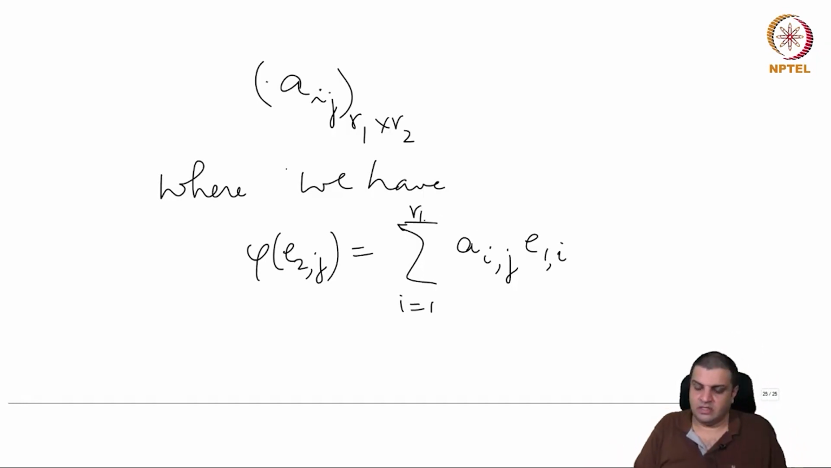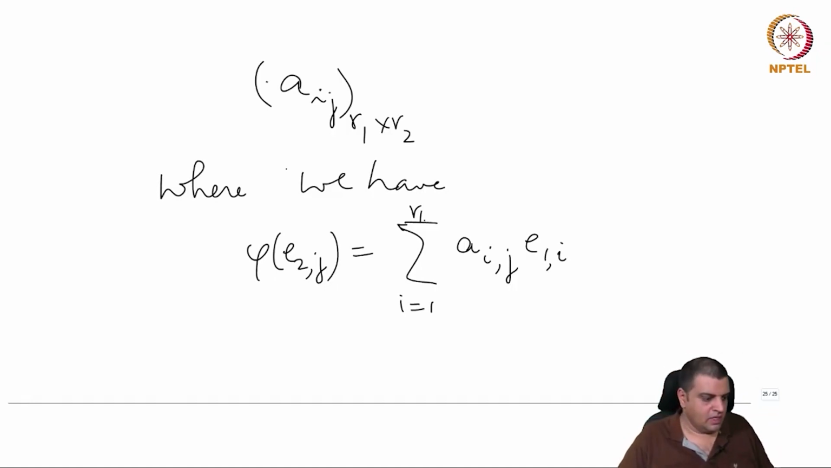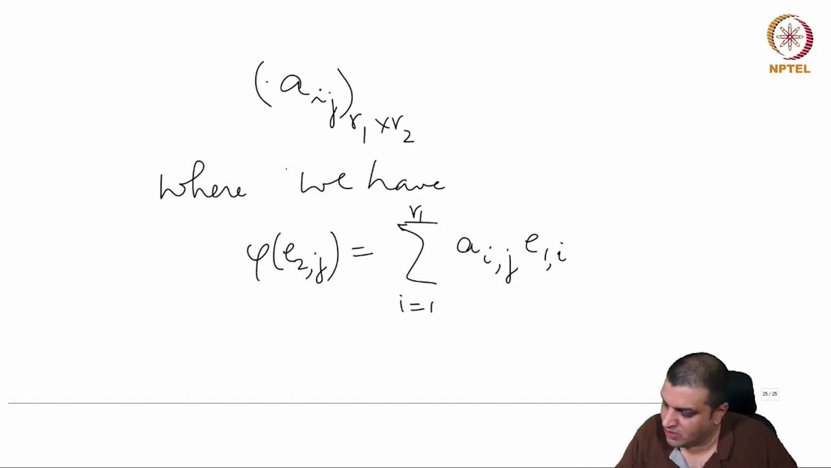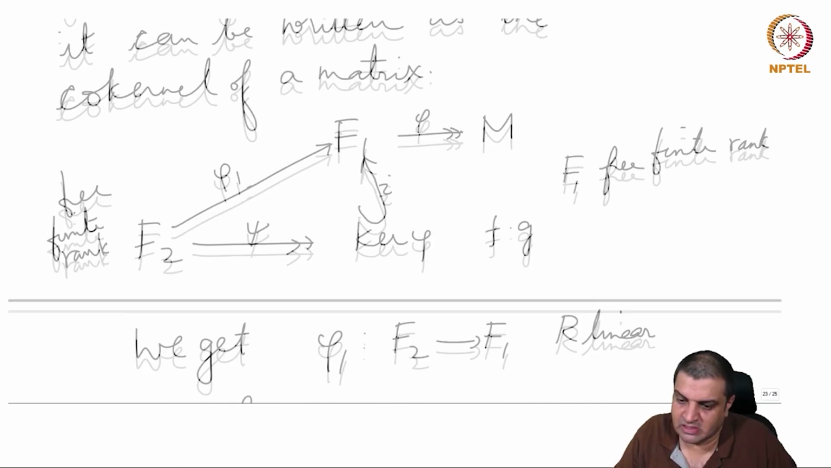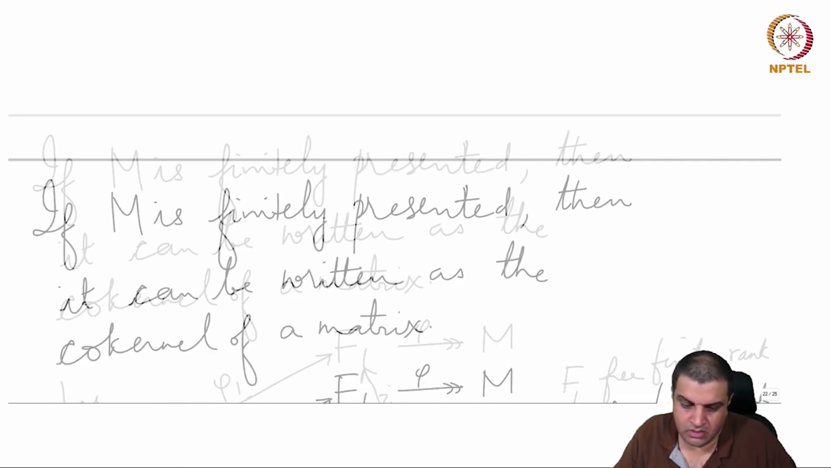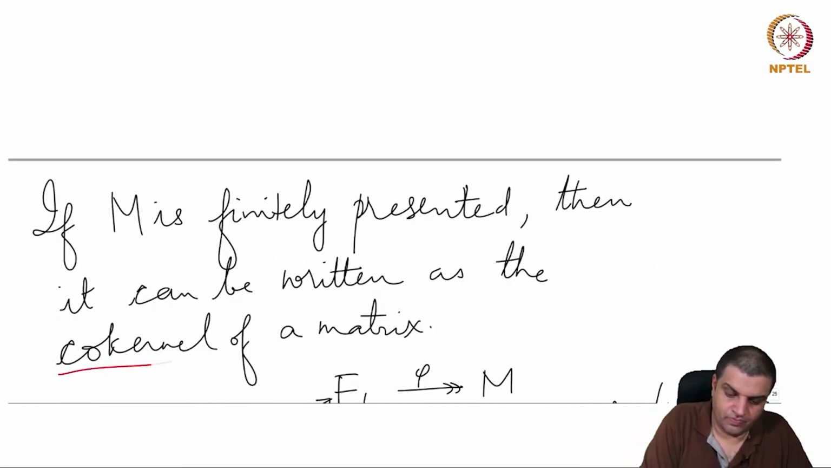So for most of the rings that we will work with, most of the modules will be finitely presented. One of the advantages is that it can be expressed in some finite data. So what is co-kernel? We'll continue this discussion in the next lecture, but let me just finish this.